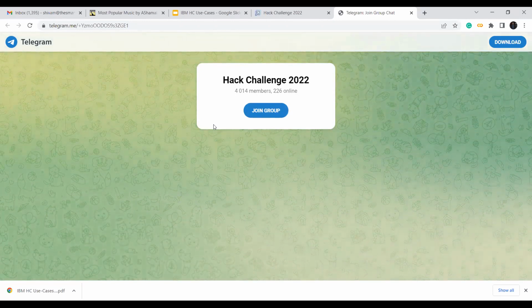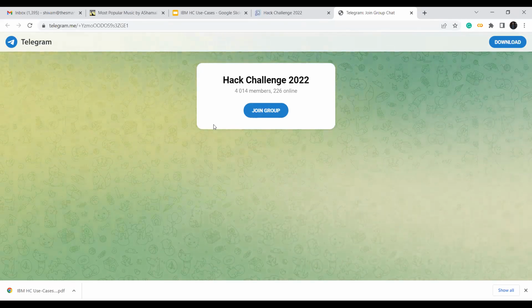Once you submit all the project related deliverables into the Git repository, you will be eligible for the certificate.